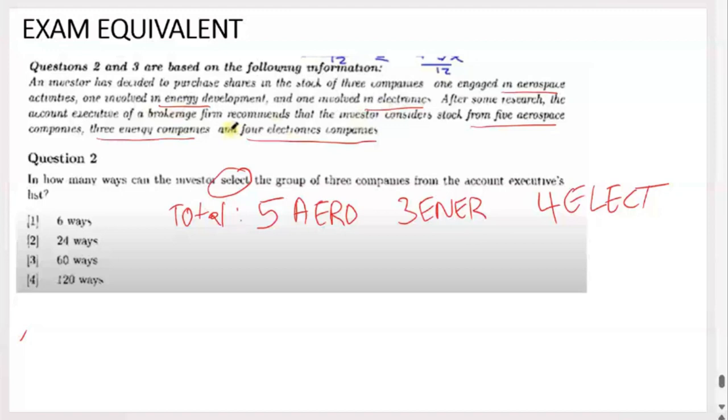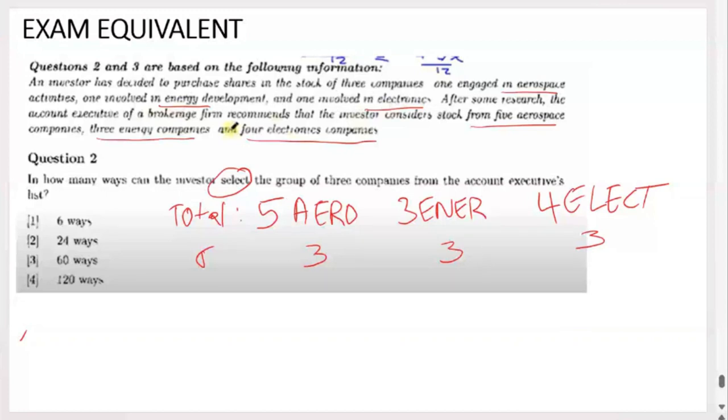So it means you are selecting a group of 3 companies from the list. Your R is 3 here, it is 3 here, it is 3. So your R is common. You want a group of 3 companies from the account executive's list. You've got a list of aerospace, a list of energy, and a list of electronics. So now you need to select a group of 3. So your R is 3. You are selecting 3, 3, 3. It's a group of 3 from this one, from this one. So your R is common.